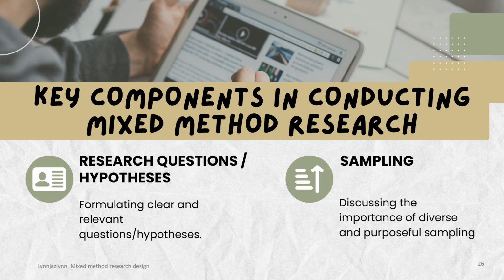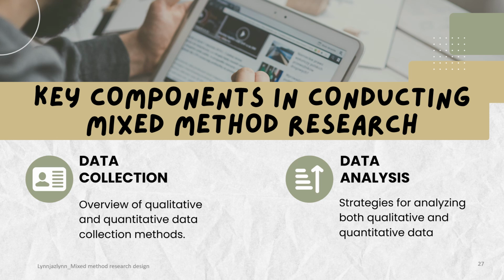Okay, before you conduct a mixed method study, there are four key components that you need to focus on. First, research questions and hypotheses. You need to formulate clear and relevant questions and hypotheses for your study. Second, sampling. Discuss the importance of diverse and purposeful sampling. The third one is data collection. Overview of qualitative and quantitative data collection methods: how you want to collect the data for a qualitative study or for a quantitative study. And fourth is data analysis. Strategize for analyzing both quantitative and qualitative data.